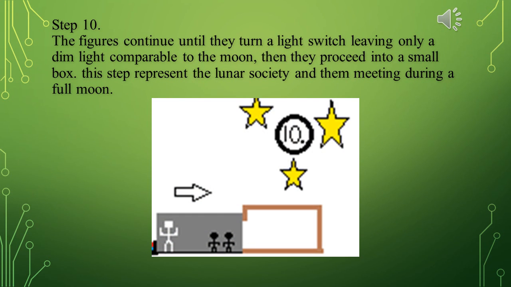Phase 10. The figures continue until they turn a light switch, leaving only a dim light comparable to the moon. Then they proceed into a small box. This step represents the lunar society and the meeting during the full moon.